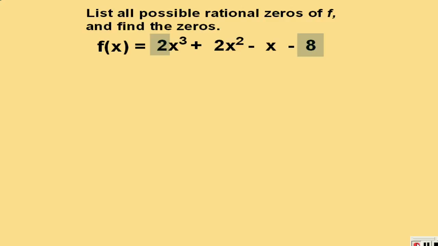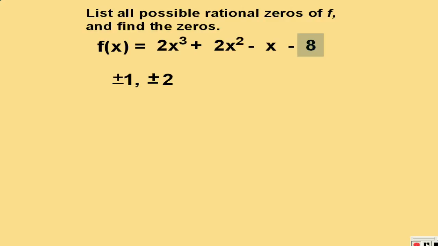We do not worry about the signs in front of either one of those numbers because we are going to plus or minus those factors. Factors are numbers that go into that number evenly. Starting with 1, both plus or minus, 1 goes into 8. Next, 2, both plus or minus.